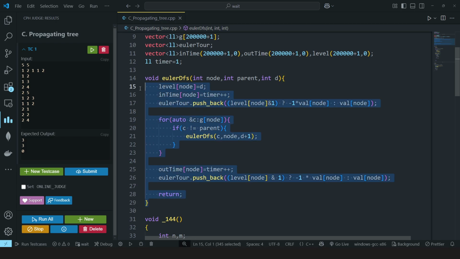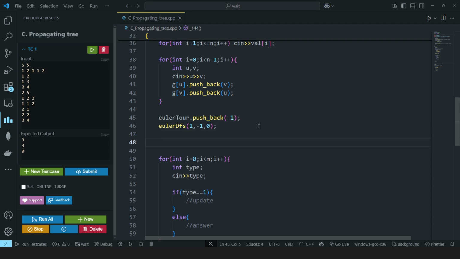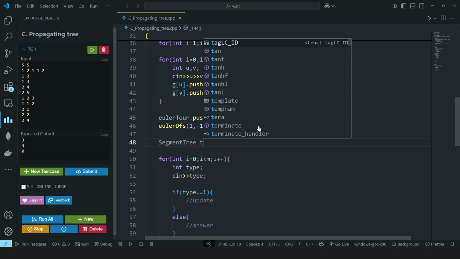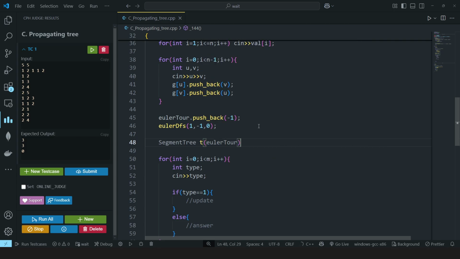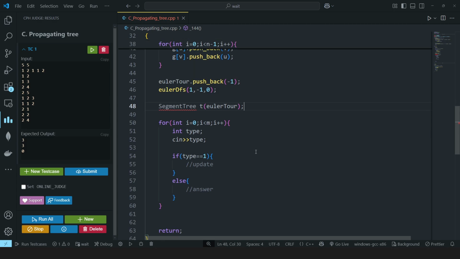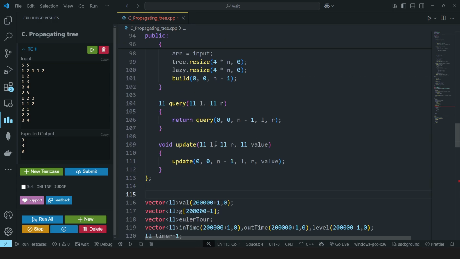In this way our Euler tour will be constructed, and once this Euler DFS is calculated, I will declare a segment tree, right? And this segment tree will be constructed on this Euler tour array only, right? Let me now copy my standard segment tree template here.